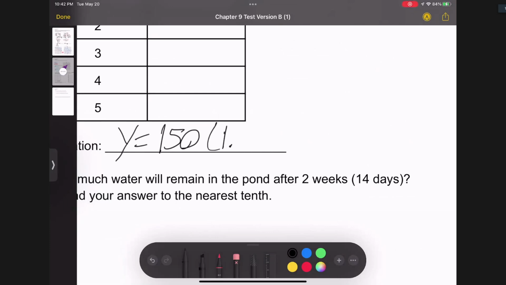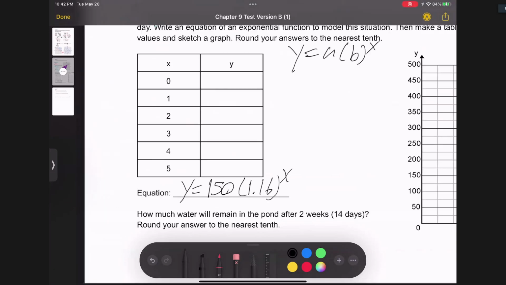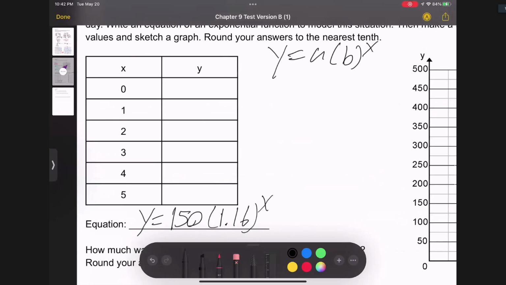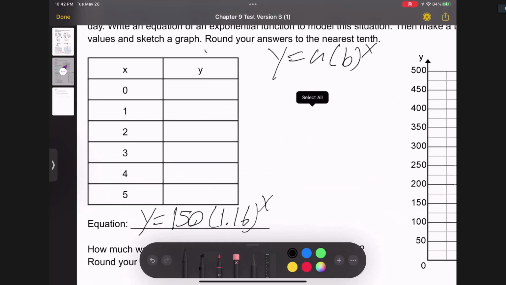If I were to plug that in, this is going to be 1.16 to the power of x. Now, when you plug it into the calculator, please make sure that you round to the nearest tenth. I'm going to put it into my calculator. I can't show you, not sponsored by the way. My favorite calculator. I'm going to plug it in one by one and see what my actual results are.